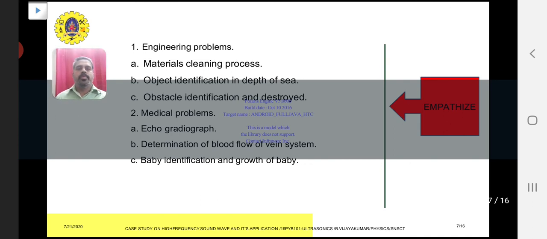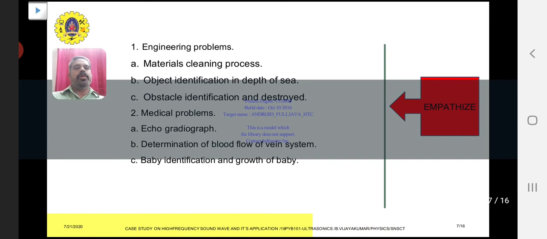This we have used in defense. The next one is a medical problem, echocardiography. That means heart disease, heart pumping, blood flow in the heart. All this we found. Next one, determination of blood flow in the vein system. Not only the heart, but other parts of the veins, blood flow we have identified for use in medical problems. Next one, baby identification and growth of the baby.